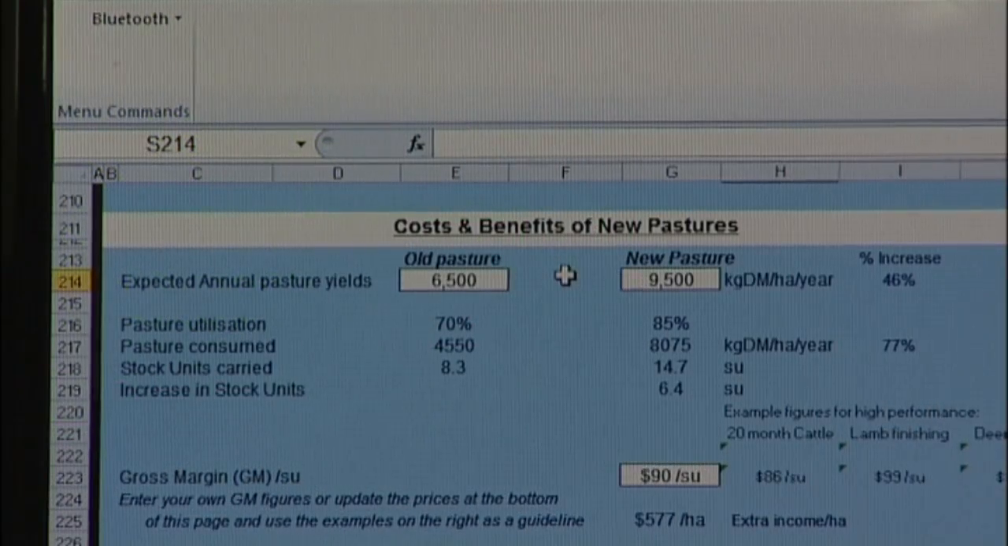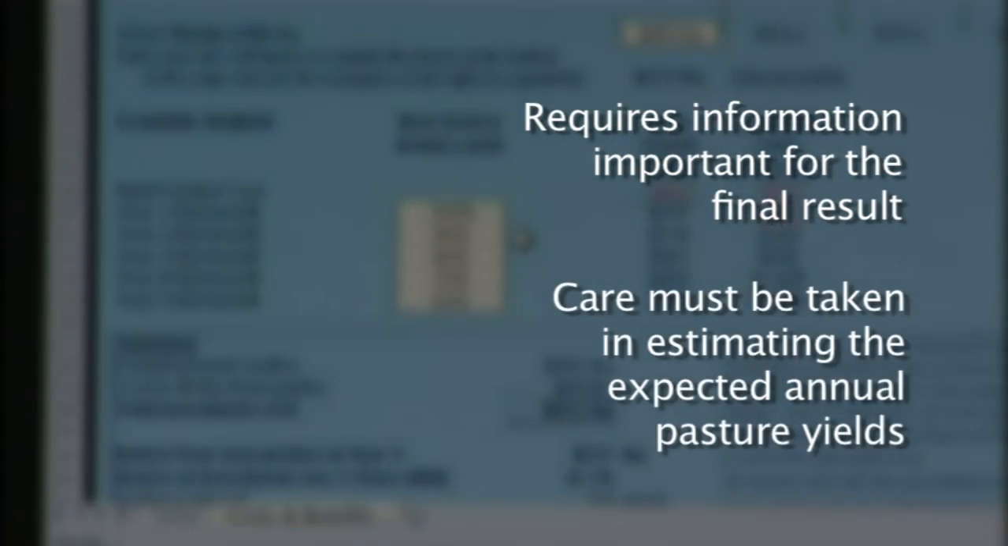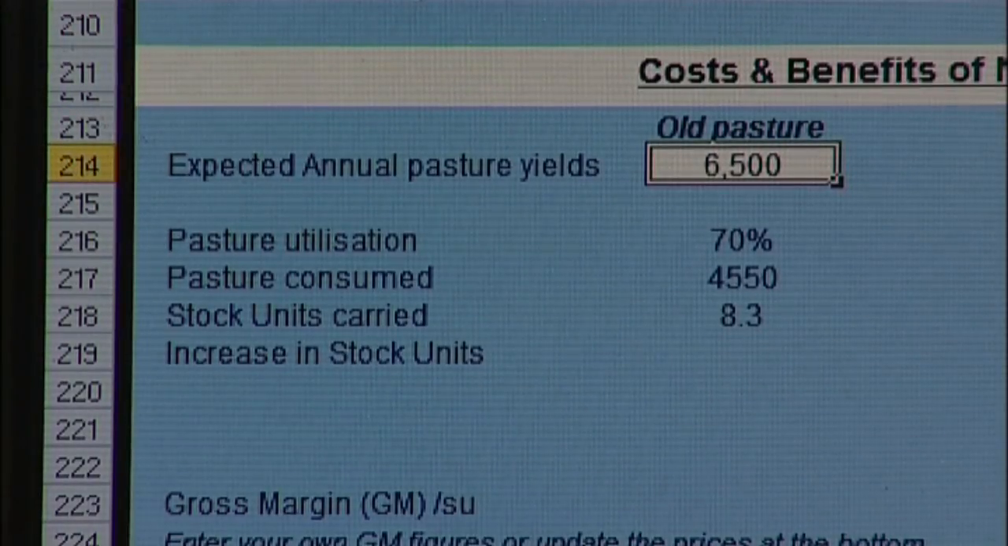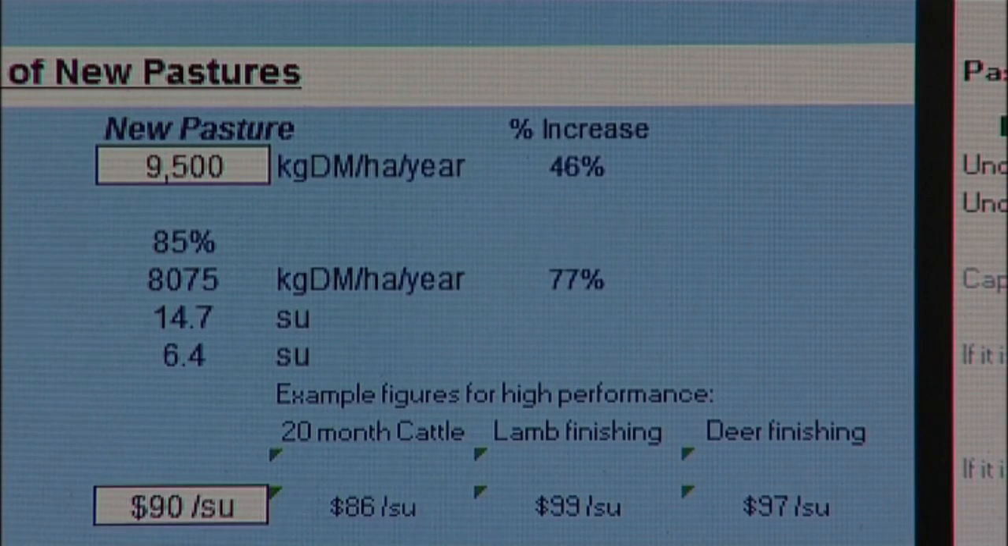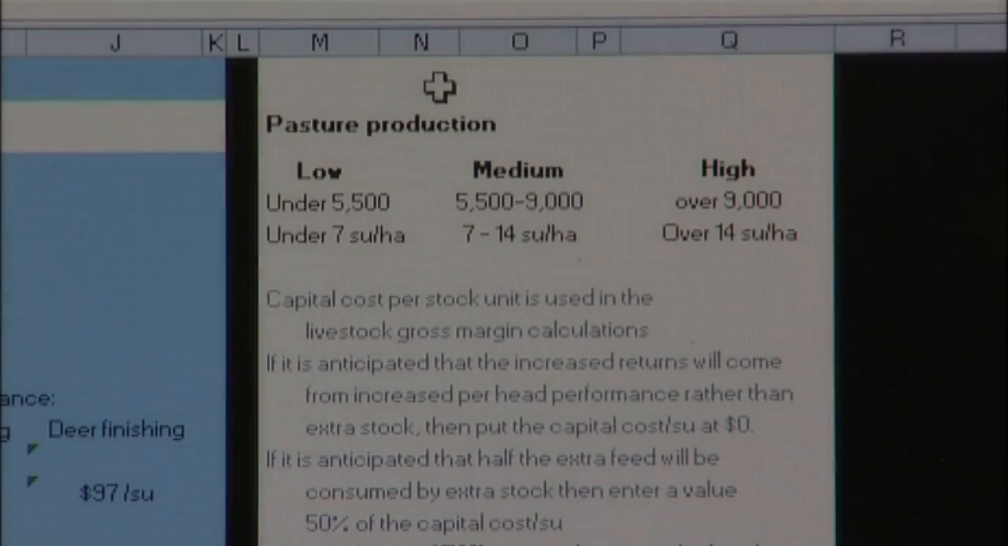The first part in this section requires information which is important for the final result, but is often hard to quantify. Care must be taken in estimating the expected annual pasture yields for the old pasture and the new pasture. Some guidelines are provided in the white panel on the right-hand side of the calculator.